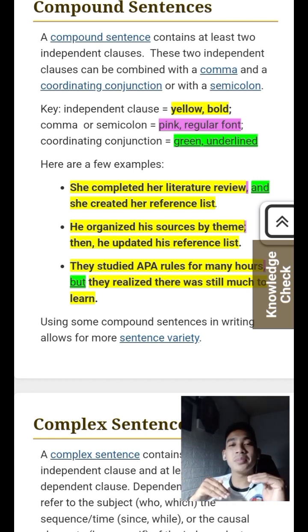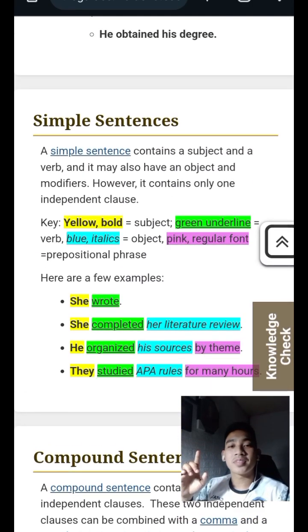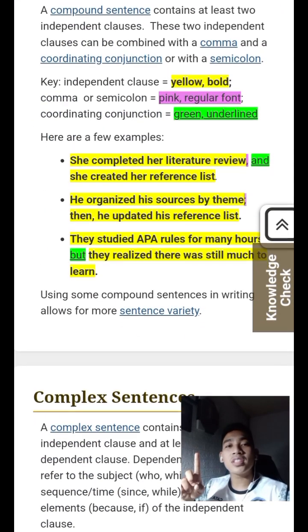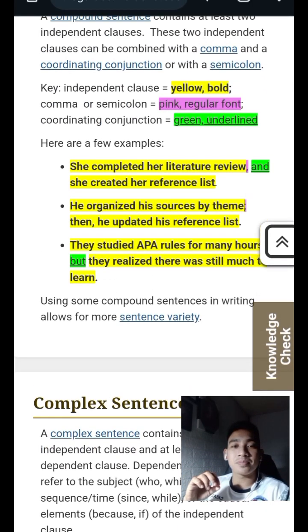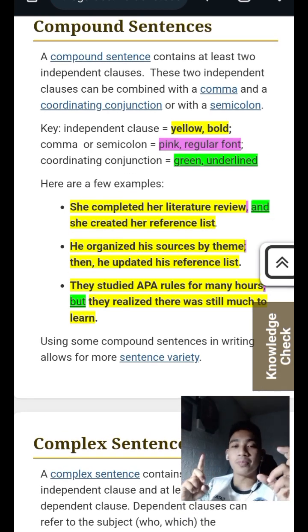Let's take this. The difference between simple sentences and compound sentences: in simple sentences, there is only one independent clause, while compound sentences contain at least two independent clauses. It is being combined by a comma and a coordinating conjunction or with a semicolon. So, example, she completed her literature review. That's an independent clause. Comma, and. So the word and is the coordinating conjunction. And she created her reference list. That is also another independent clause. So it's a combination of two independent clauses. Therefore, it is a compound sentence.